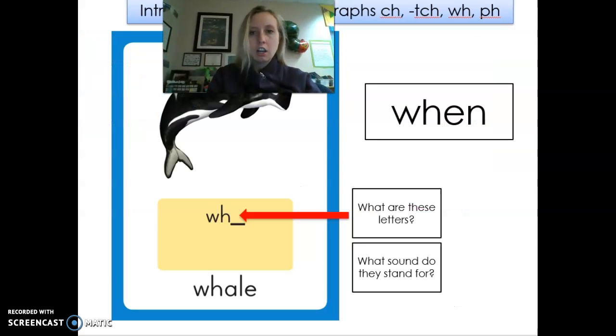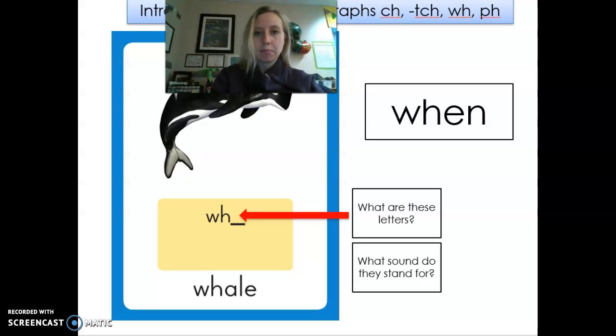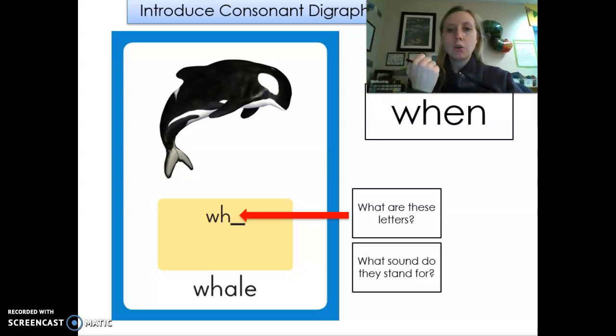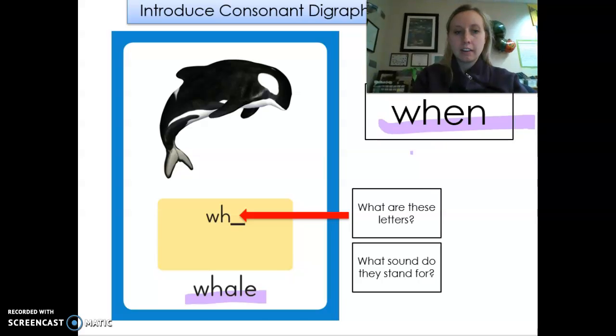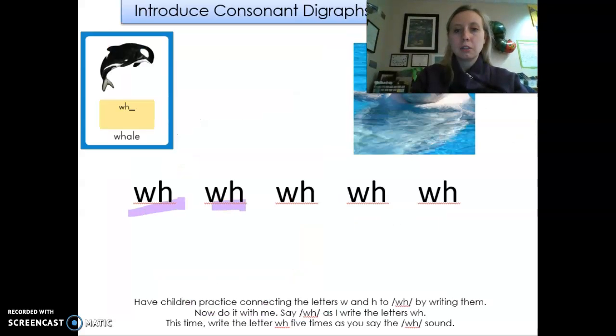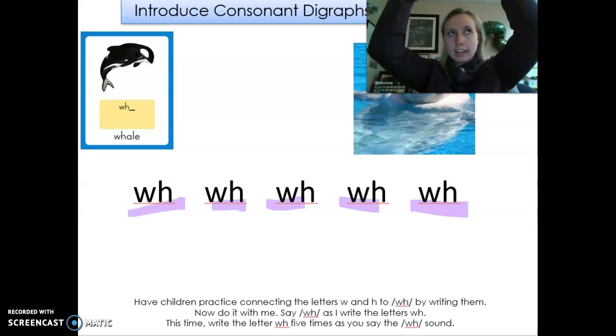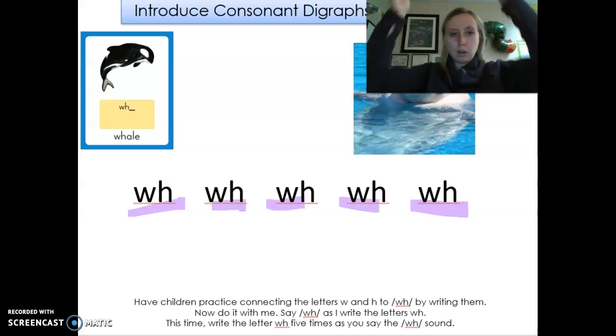Okay, next one. This is the whale card. And if you remember, it really has one sound. In the olden days, we used to say hwa, but it actually kind of has two nowadays, because some people say hwa and some say wa. For today, we're saying hwa. So, this is whale and when. WH, WH, hwa, hwa, hwa. White whale, hwa, hwa, hwa.